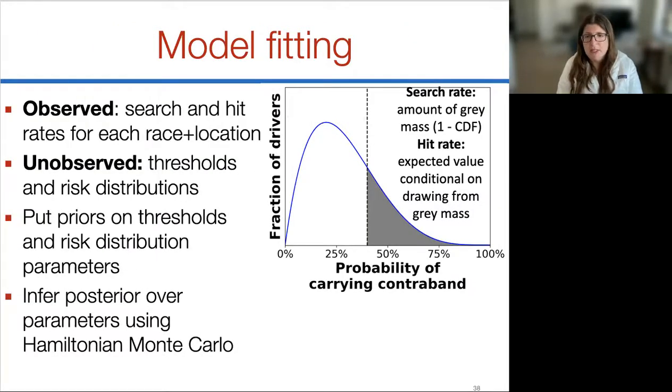In order to complete the probabilistic specification here, you basically have to specify how these latent quantities, the thresholds and the risk distributions, map to the observed quantities, namely the search rates and the hit rates for each race and location. Turns out that there's a fairly simple parametric way to relate these two. You can write the search rate as the amount of mass to the right of the threshold, and the hit rate as the conditional mean, so the expected value conditional on drawing from the gray mass. There are a lot of other mathematical details here, regarding inference, what sorts of priors to use, etc. But I'm going to skip over those. Feel free to ask more if you're curious about them. But broadly, it's a Bayesian specification, and you infer the posterior over the parameters using MCMC.